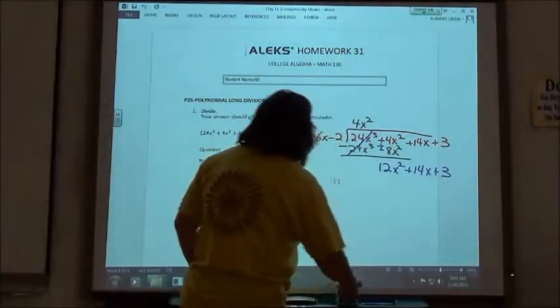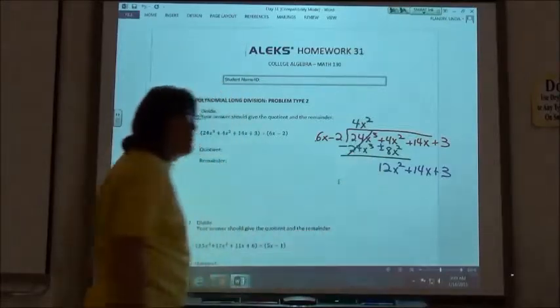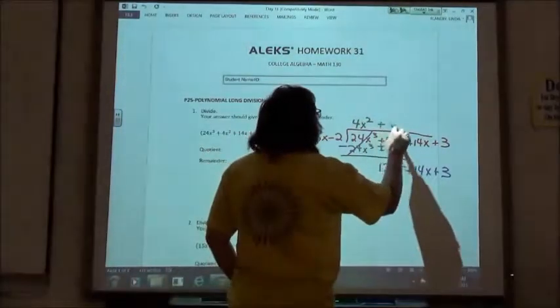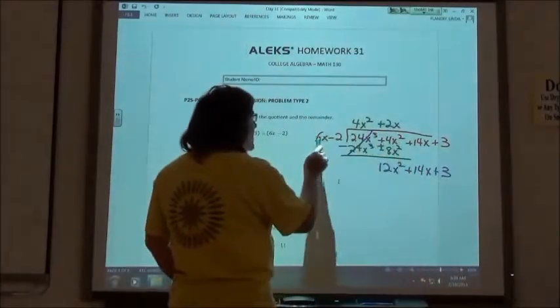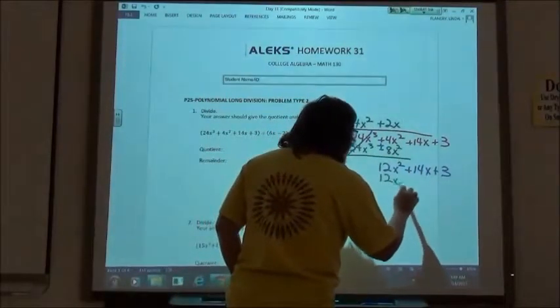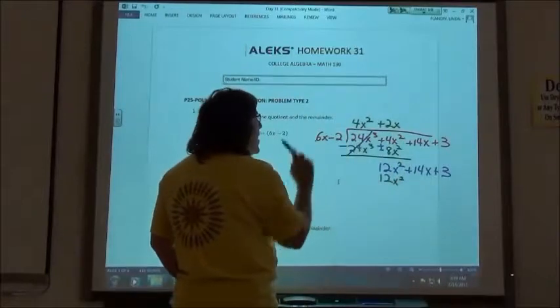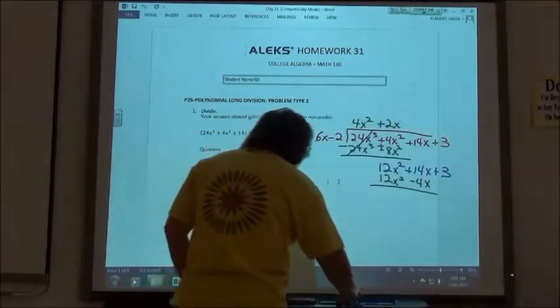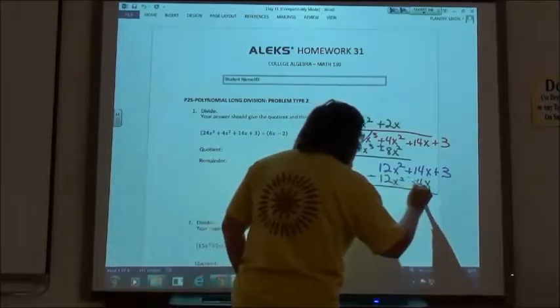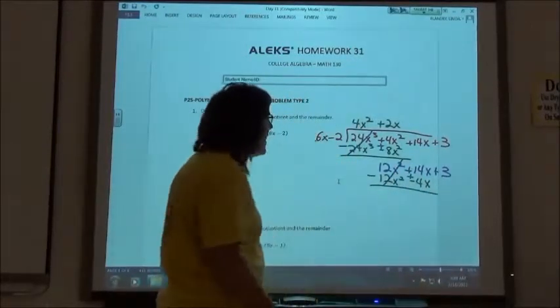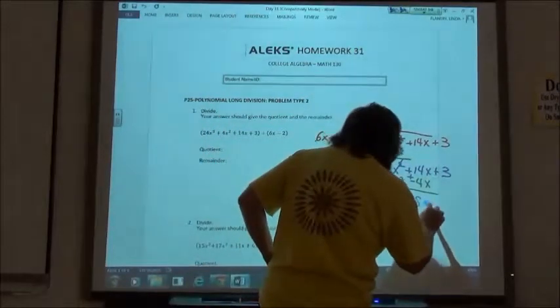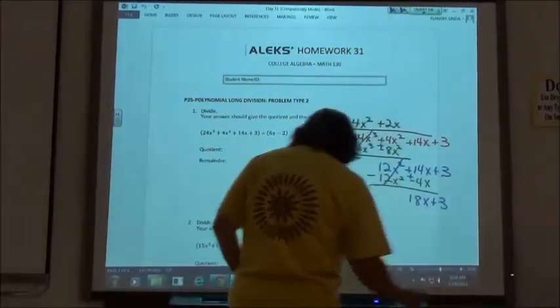So what times 6x gives us 12x squared? 2x. So we put a plus 2x up on top. 2x times 6x is 12x squared. 2x times a minus 2 is a minus 4x. But then we subtract, so we change our signs. 12x squareds cancel out. 14 plus 4 would give me 18x plus 3.